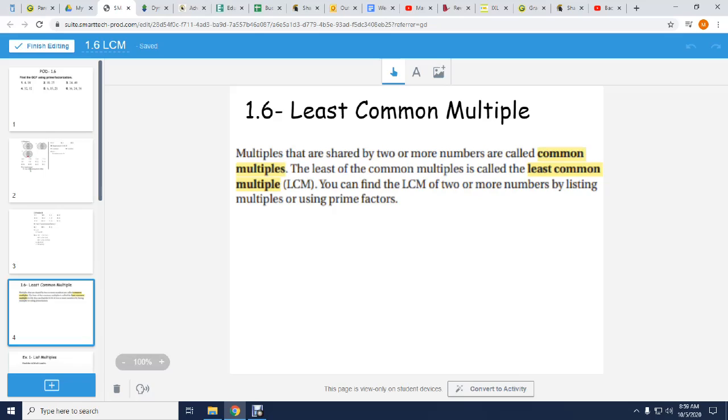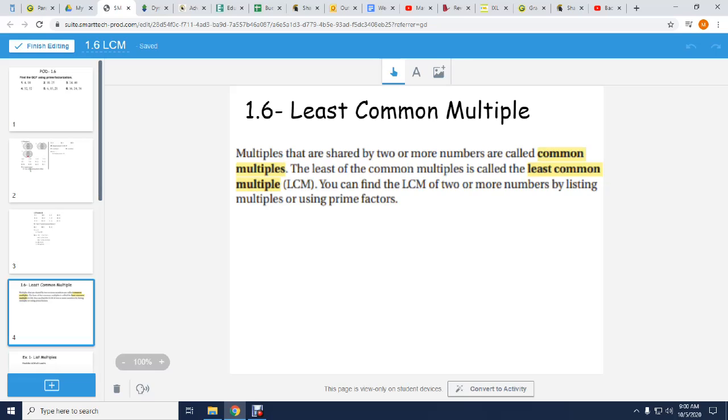Remember, multiples are numbers that are shared by two or more numbers. Multiples that are shared by two or more numbers are called common multiples. The least common multiple is the LCM, which we're trying to find. So like a multiple of 3 would be 3 times 1 is 3. So 3, then 6, then 9, then 12, right? Those are the multiples of the numbers.